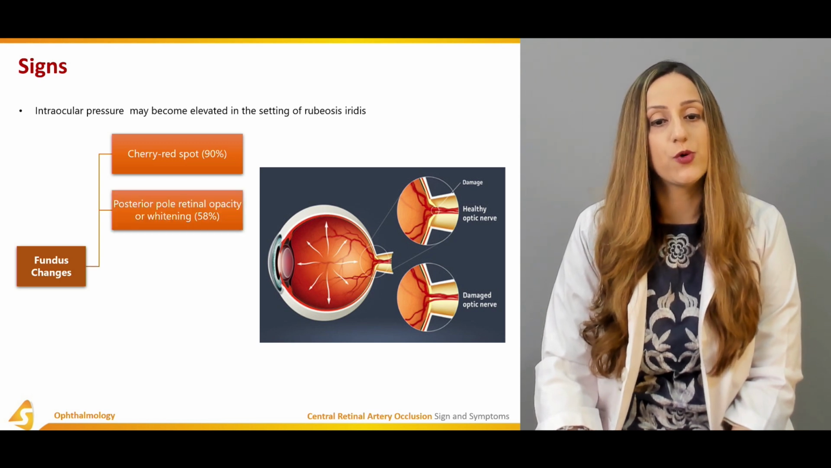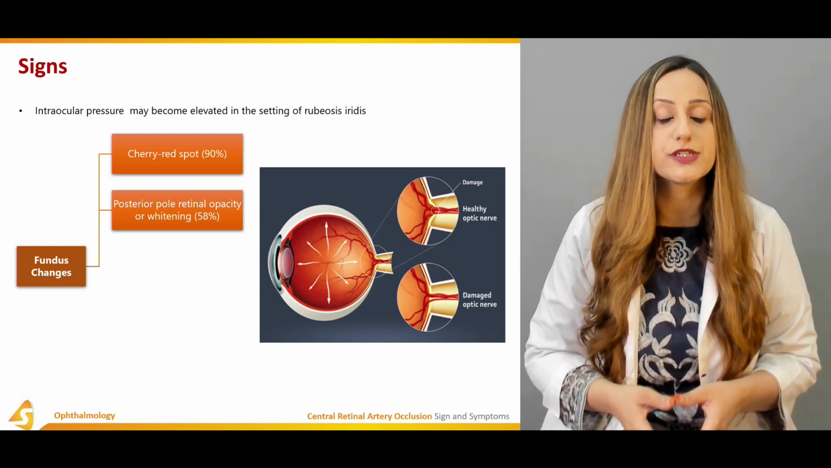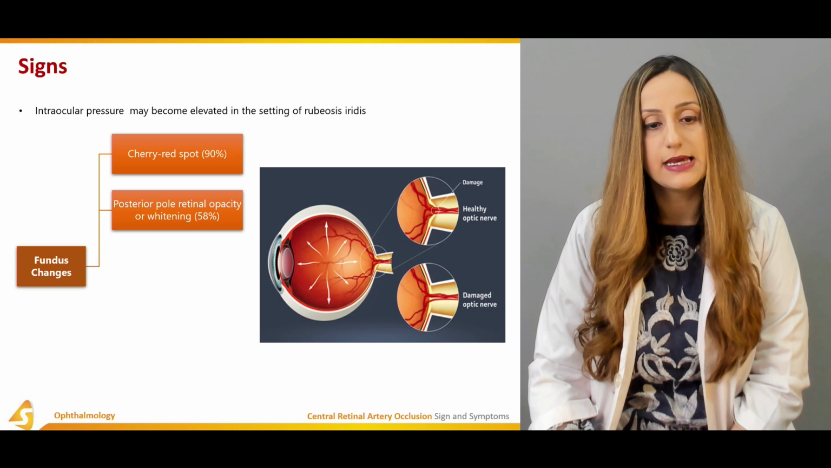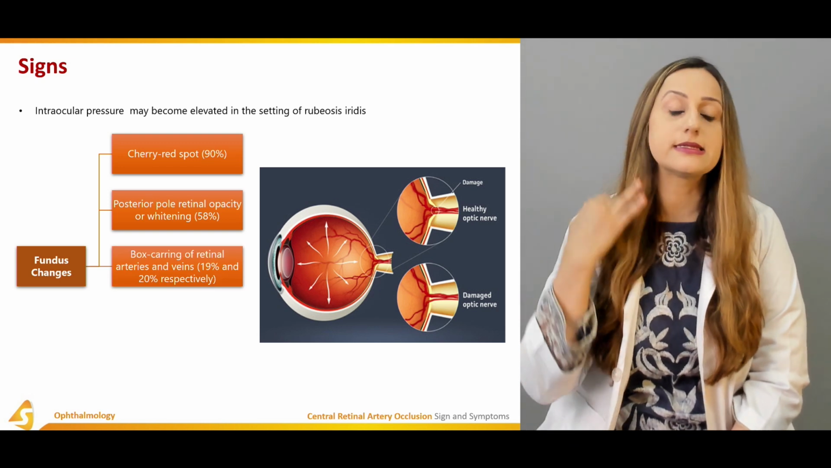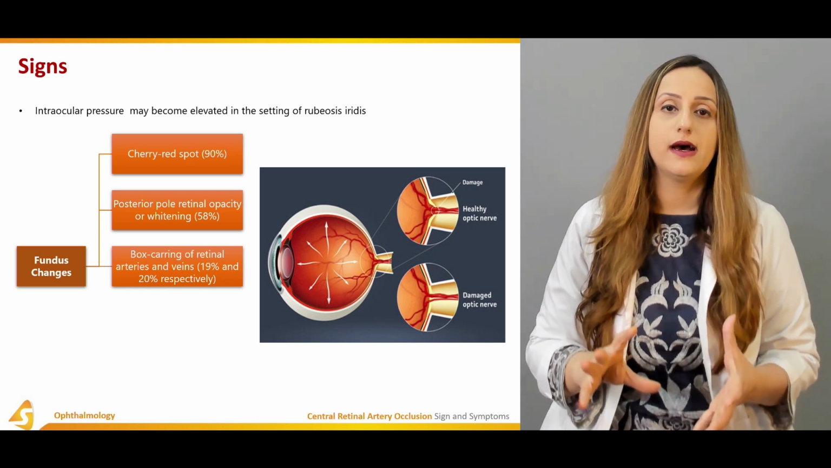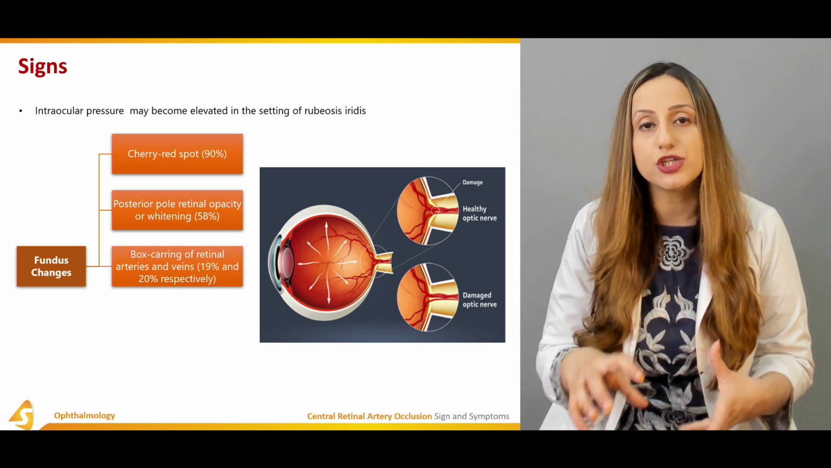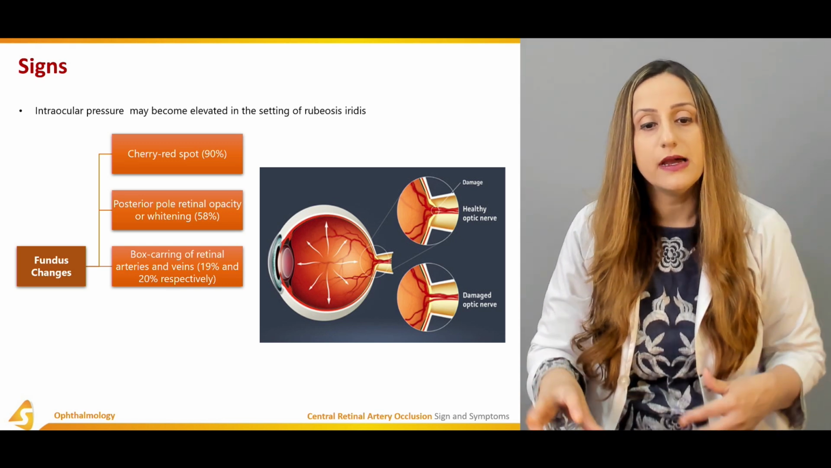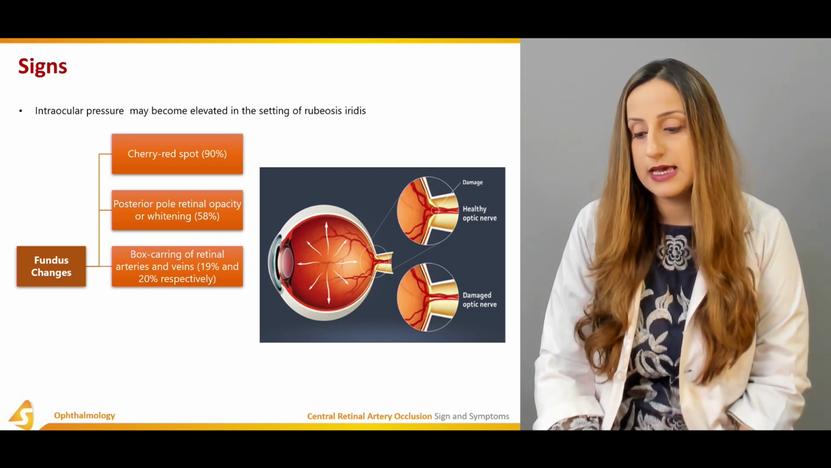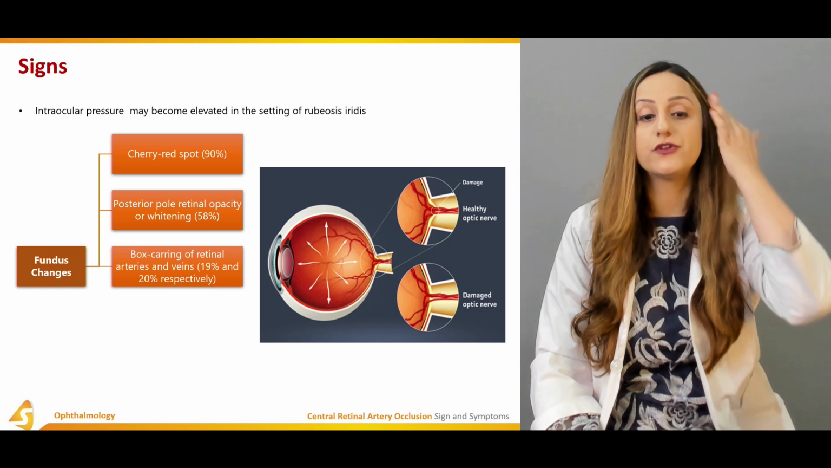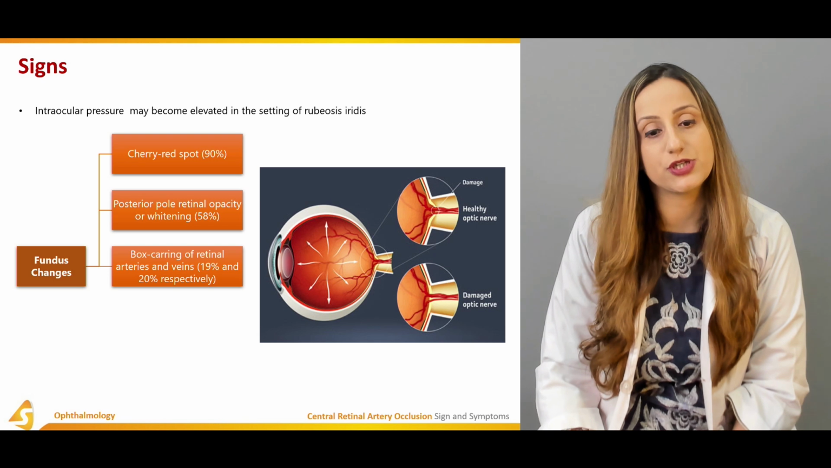Then we have the posterior pole retinal opacity or whitening that is observed in almost 58% of the patients. And the box carding of the retinal arteries and the veins is again one of the phenomena that is seen on the fundoscopy. It's showing the hindrance or the blockage of the arterial supply to the retina. This appearance is known as the box carding appearance in these particular cases of fundoscopy, in which we are looking at a central retinal artery occlusion.